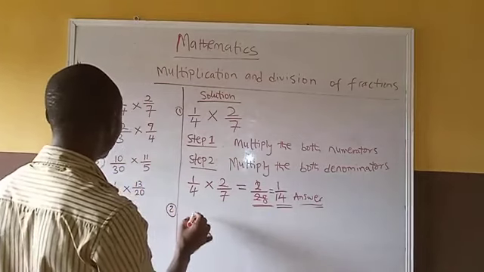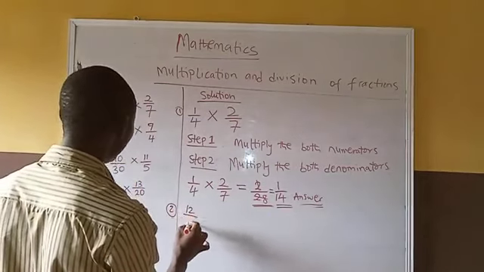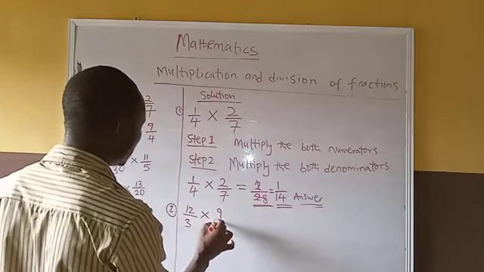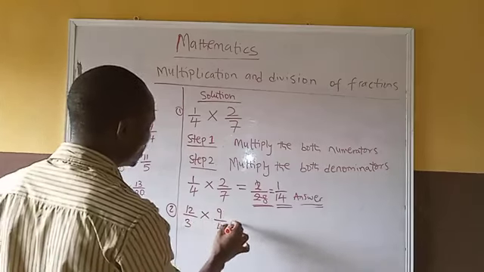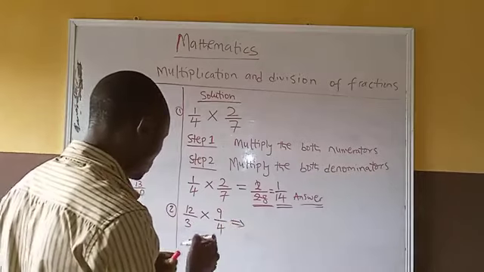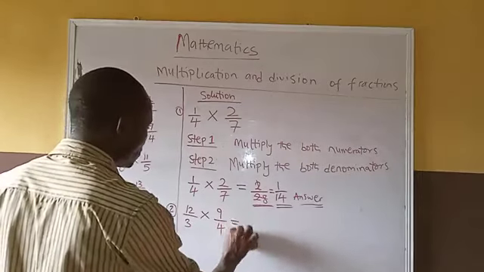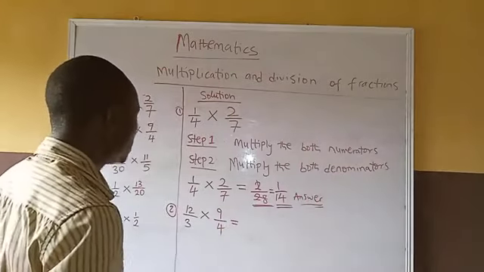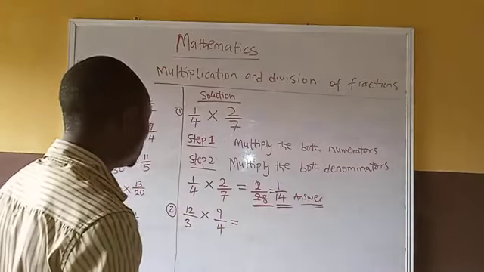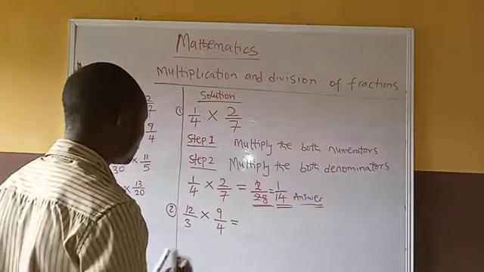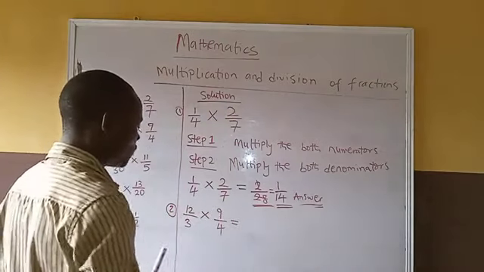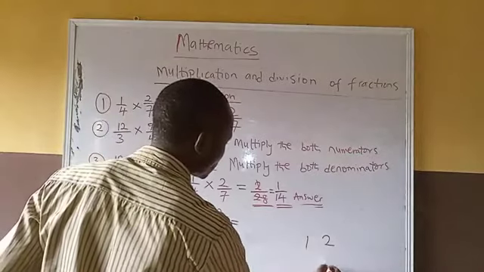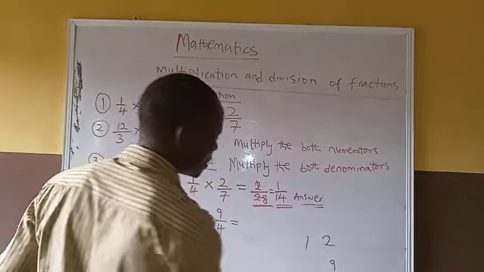Let me quickly run question number 2. Question number 2. 12 over 3 times 9 over 4. Like what I told you, you multiply the both numerators and you multiply the what? Denominators. Do you understand? 9 times 12. You now say, let's do it like this. 12, 9. This is your method.